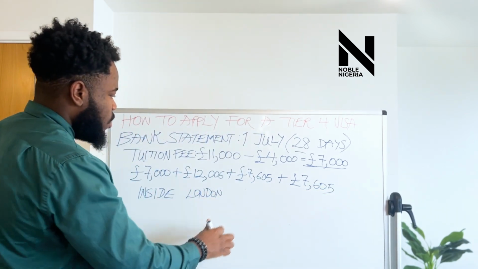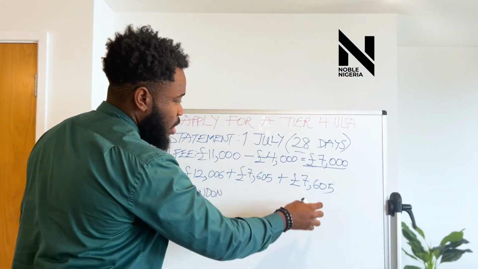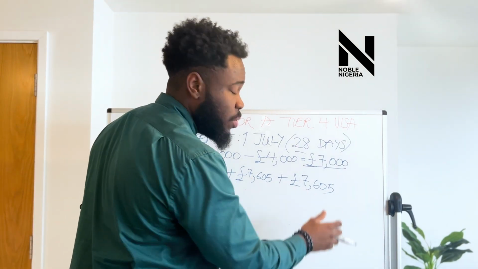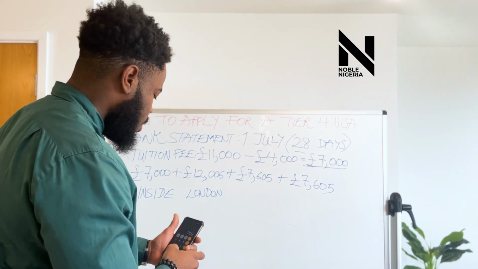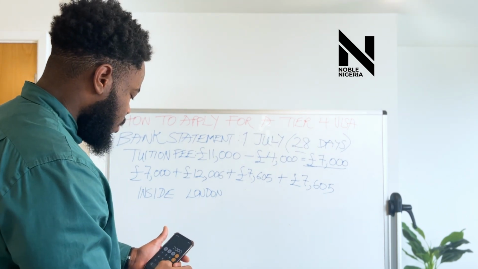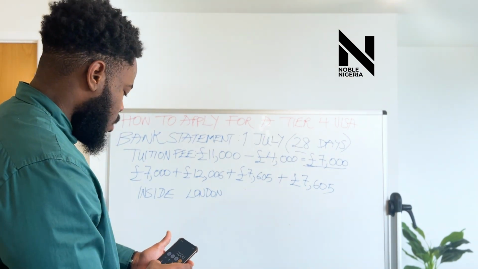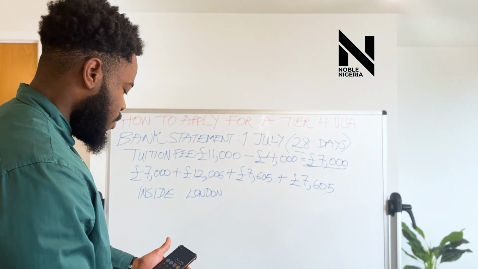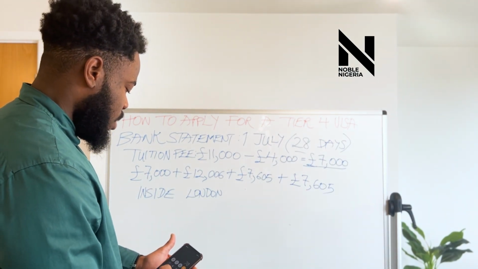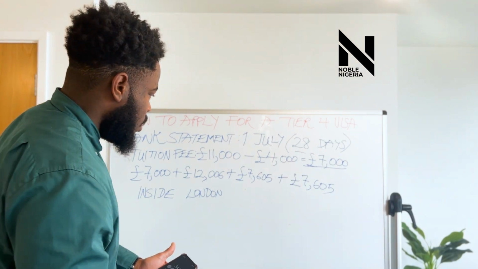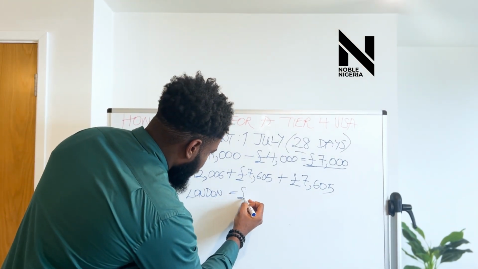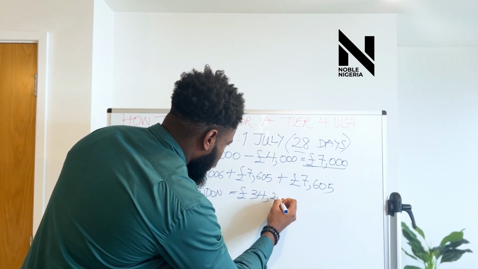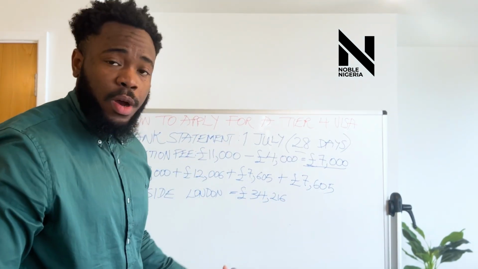So they're all depending on you. You're the main applicant, dependent. So for each dependent, your wife, your child, each dependent is 7,605 inside London. So 7,000 plus 12,006 pounds plus 7,605 plus 7,605. You're gonna be needing 34,216 pounds in your account for 28 days.